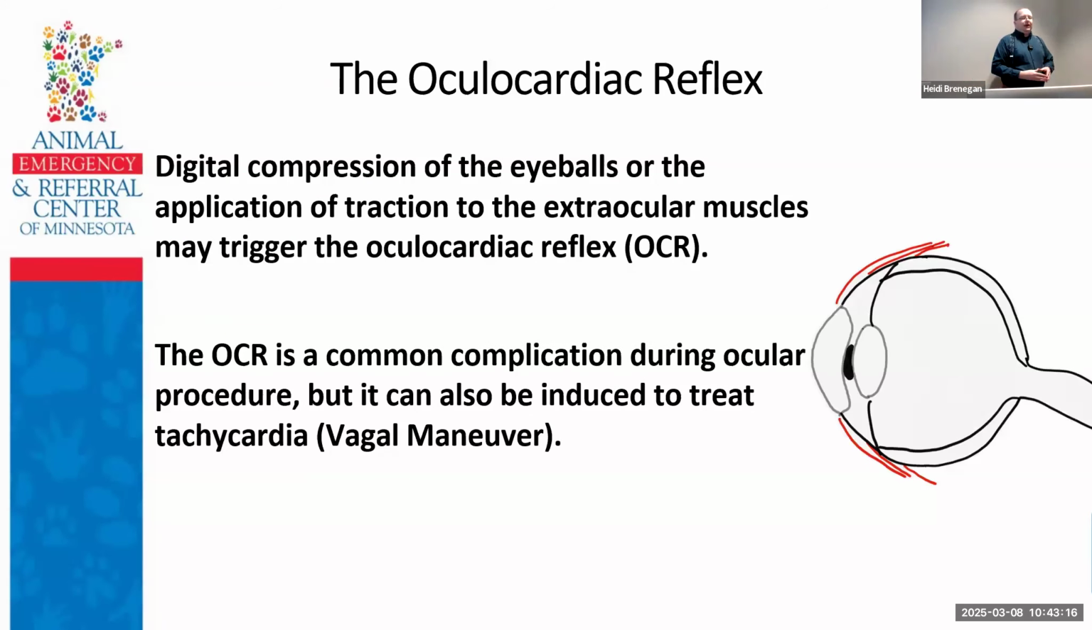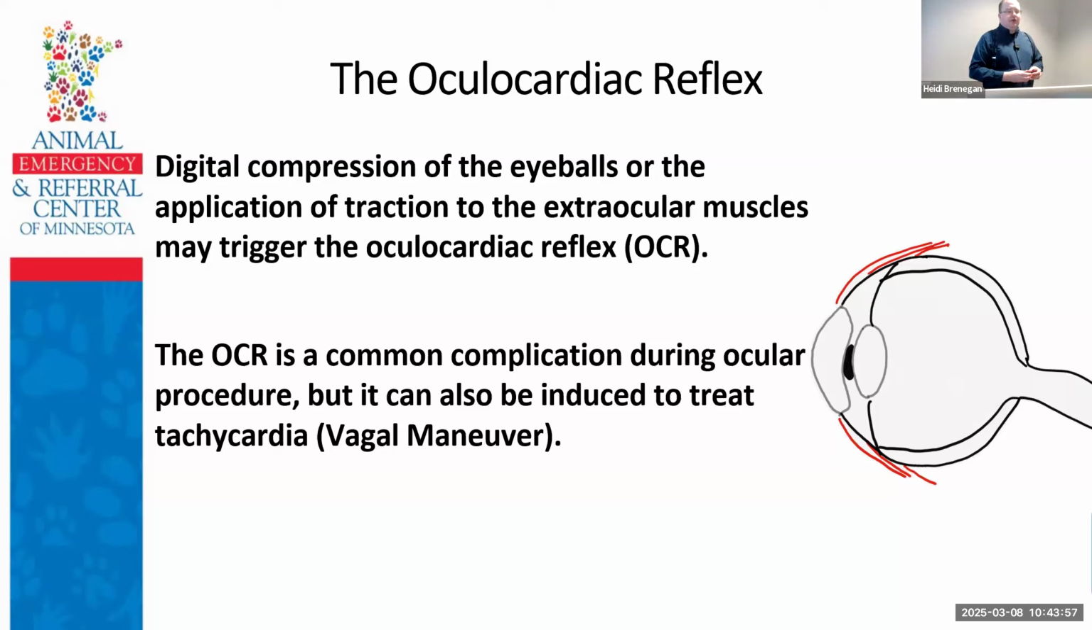The oculocardiac reflex is something we've probably all been warned about, right? If you're doing an enucleation, you have to worry about a low heart rate. Digital compression of the eyeball or application of traction to the extraocular muscles can trigger this reflex. There's a lot of parasympathetic stimulation. So when you're doing an eye procedure, particularly an enucleation, be ready for low heart rates. Depending on the health status of the animal, you want to possibly give them glyco or atropine before you start, or have it on hand to give it if the heart rate gets really low. Because if their heart isn't healthy enough to tolerate a low heart rate, that could be a real problem.